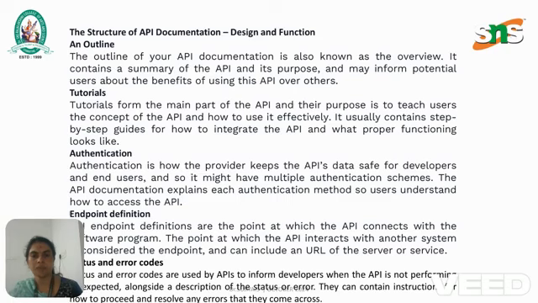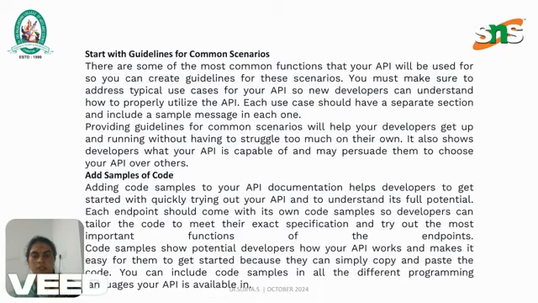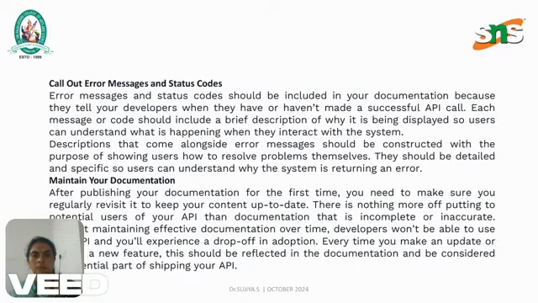And how to write your first API documentation: start by recognizing the audience, then create a user journey map, next start with guidelines for common scenarios, and finally add samples of the code, call out error messages in status codes, and maintain your documentation.